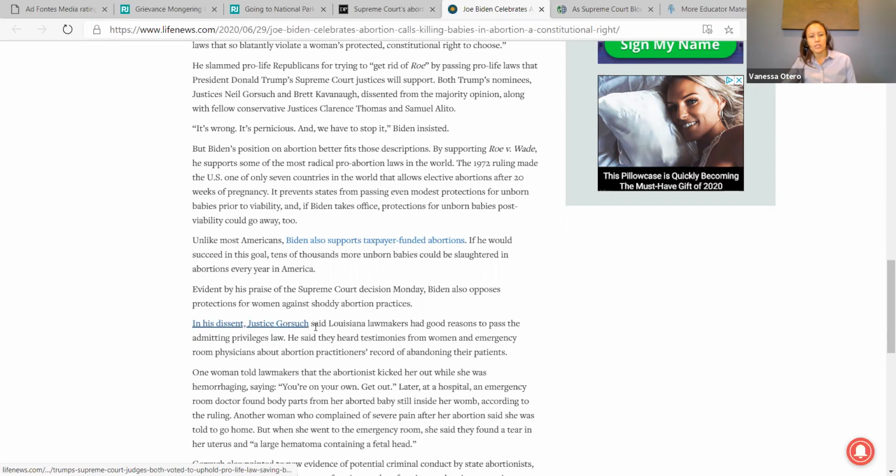In his dissent, Justice Gorsuch said Louisiana lawmakers had good reasons to pass the admitting privileges law. They said they heard testimonies from women and emergency room physicians about abortion practitioners' record of abandoning their patients. One woman told lawmakers that the abortionist kicked her out while she was hemorrhaging, saying, "You're on your own, get out." Later at a hospital, an emergency room doctor found body parts from her aborted baby still inside her womb, according to the ruling. Another woman who complained of severe pain after her abortion said she was told to go home. But when she went to the emergency room, she said they found a tear in her uterus and a large hematoma containing a fetal head.